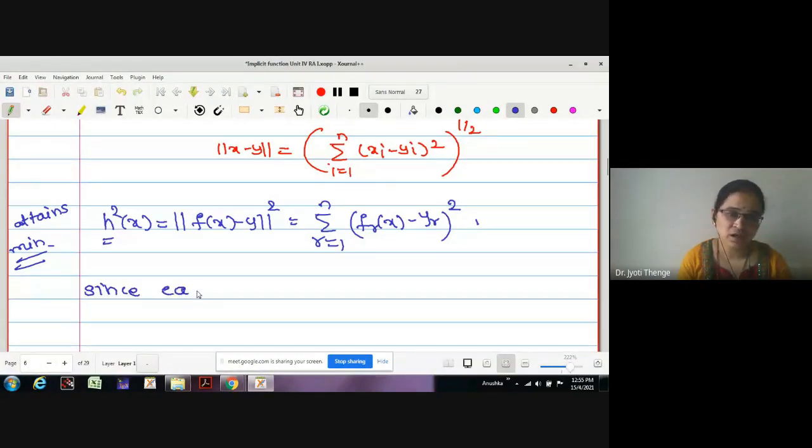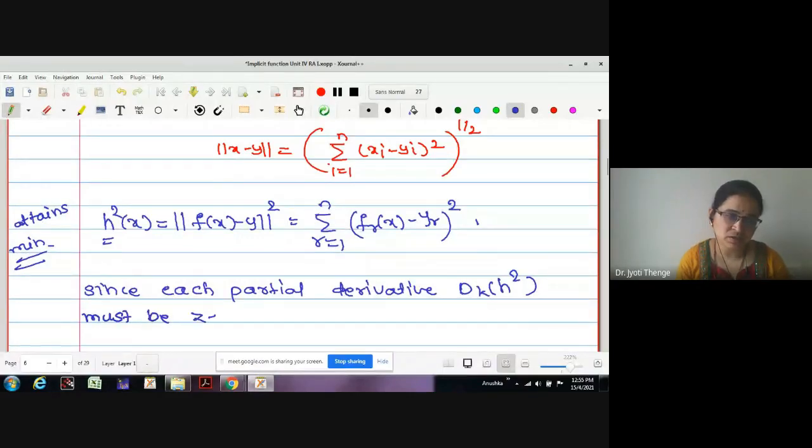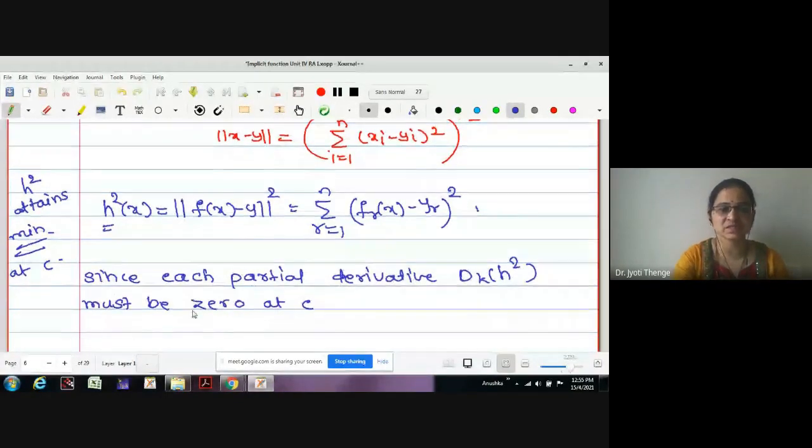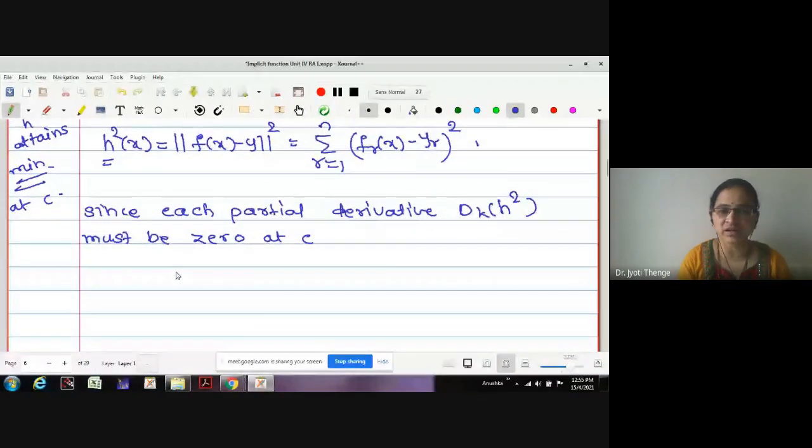Therefore, what is the first partial derivative of h square? Each partial derivative dk h square must be 0, correct, na? Must be 0 at C. Why? Because h square attains its minima at C. That's why the partial derivatives must be 0. Okay, what is the partial derivative then? What is dk h square, the first partial derivative? How will you obtain this? At the point C, it is 0, na?